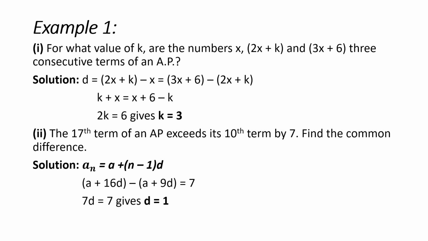Now for the 17th term, the value of n is 17. So it is a plus (17 minus 1), which is 16d, minus the 10th term. The 10th term will be a plus (10 minus 1) into d. So actually we have (a plus 16d) minus (a plus 9d), which is given to be 7. So d is 1.